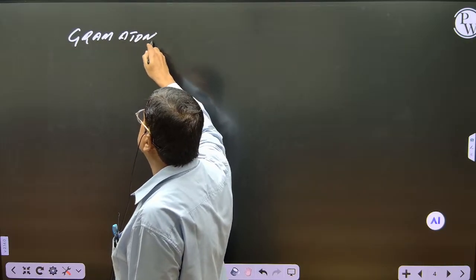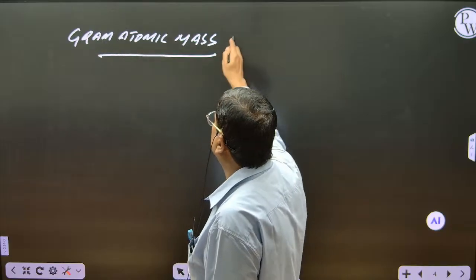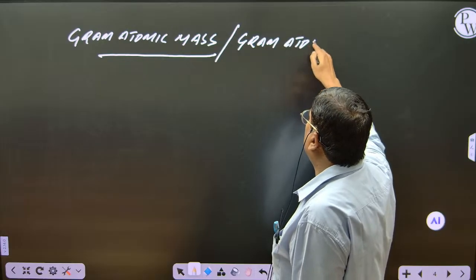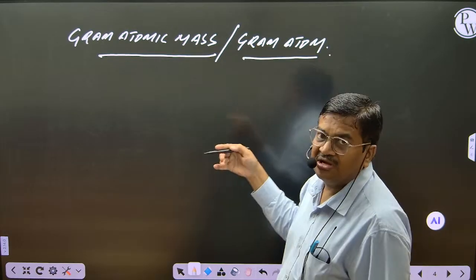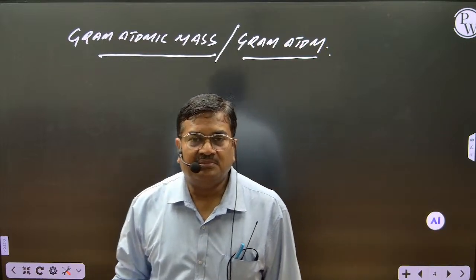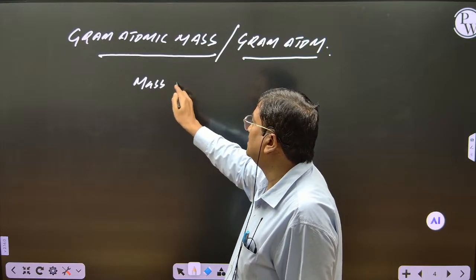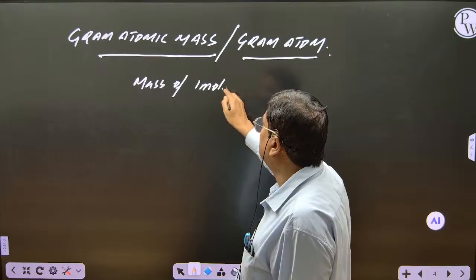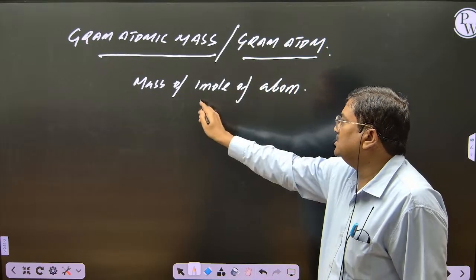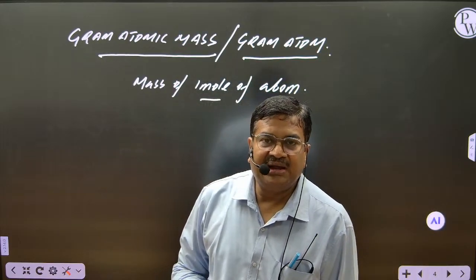Now see students, this gram atomic mass we also call simply gram atom. What is the other name? Gram atom. Now what is gram atomic mass or gram atom? The mass of 1 mole of an atom. So what do we define for gram atomic mass? The mass of 1 mole of atoms is known as gram atomic mass. So as you know, 1 mole of any substance contains how many particles? Avogadro number of particles, no?